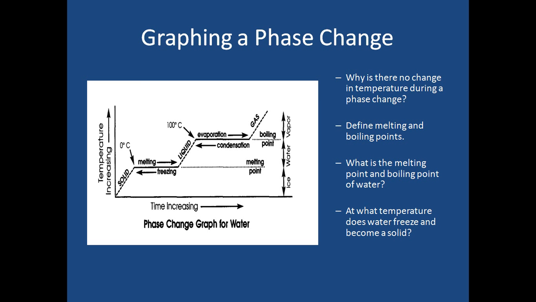So there are a few questions. Why is there no change in temperature during a phase change? Can we define melting and boiling points? What is the melting point and boiling point of water? At what temperature does water freeze and become a solid?